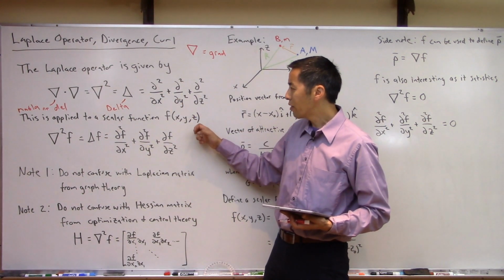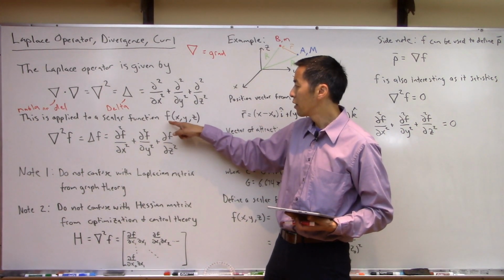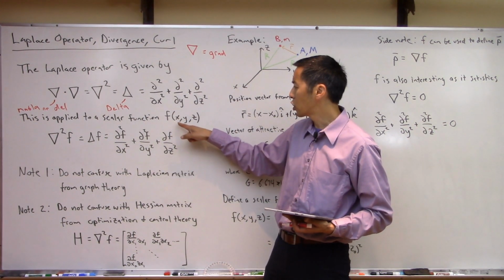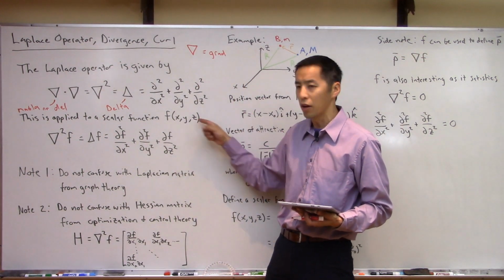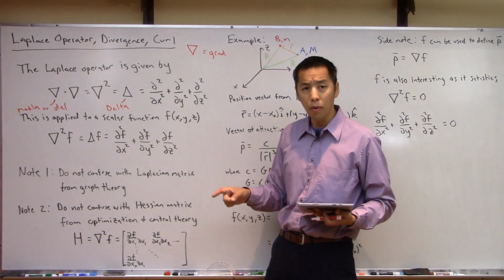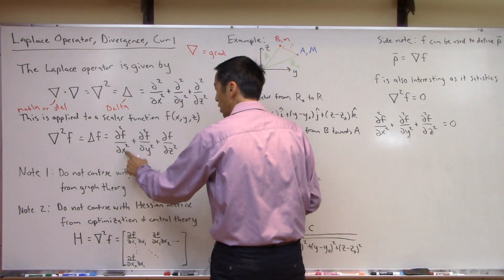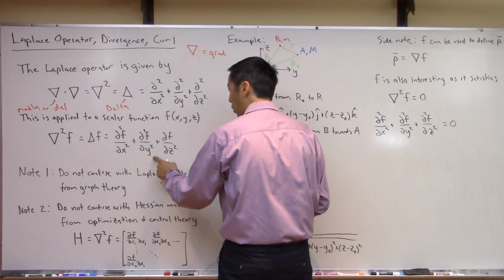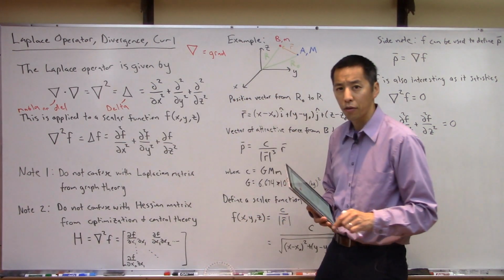And again, what this does is it's applied to a scalar function. So if you have a function that outputs a scalar and it's a function of x, y, and z, so basically you can think of it as 3 inputs, 1 output here, okay? What the Laplace operator on this function does is, again, all you do, like you said, you take the function, you take its derivative with respect to x twice, you take the function's derivative with respect to y twice, function derivative with respect to z twice, you add all 3 of them together, okay?